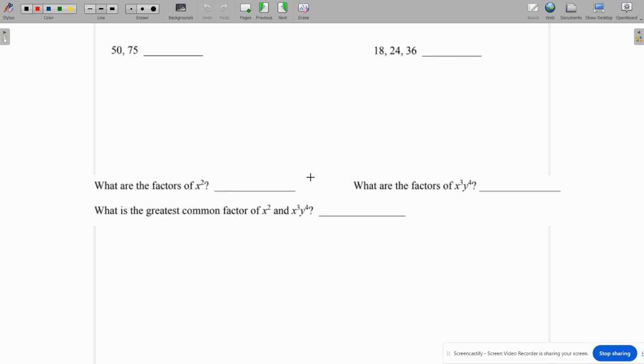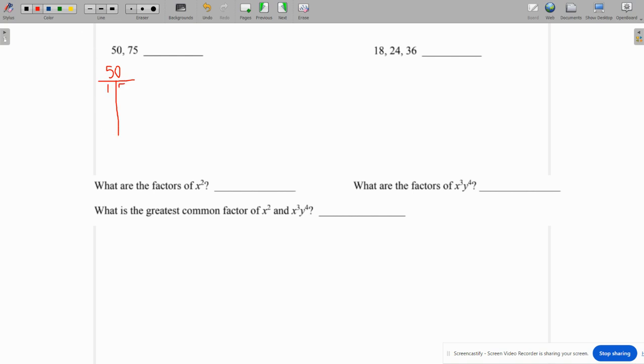Okay, let's talk about finding the GCF and factoring the GCF out of an expression. So we'll start with the basics, just finding the GCF of two numbers. One method that you can take is taking the first number, like in this case it's 50, and making a table of all of the factors. What I like to do is start with 1 and count up.